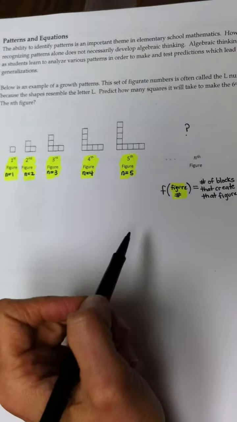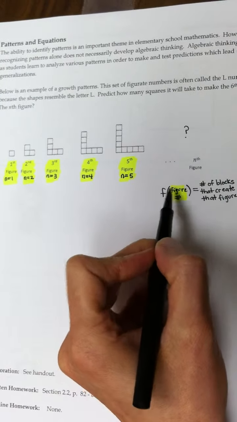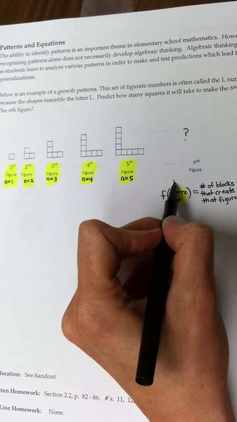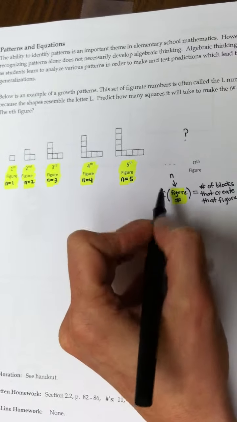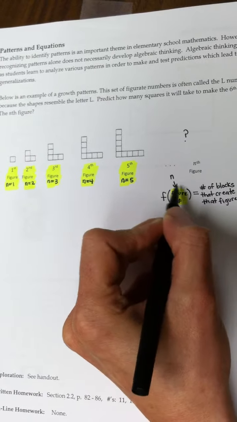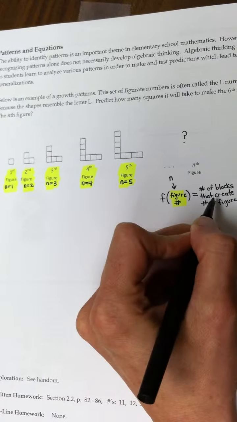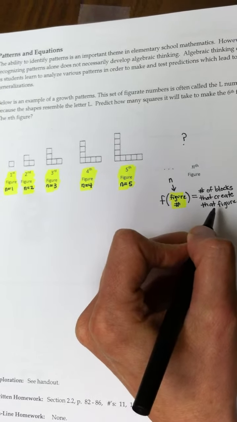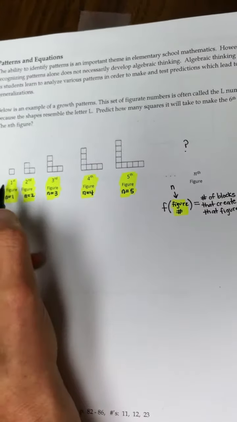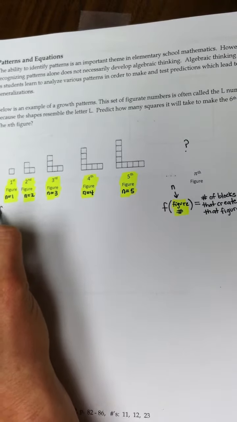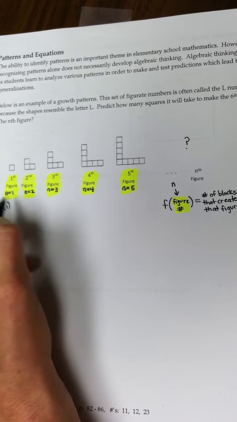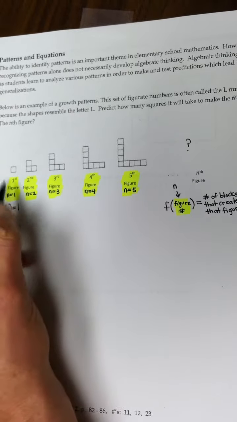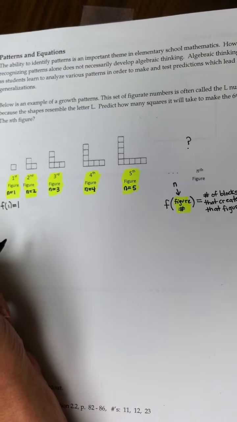So just to refresh our memory, in our function we're going to plug in the figure number, which we will represent with the variable n. And when we plug in that figure number, we're going to follow some kind of rule, and the output that pops out will be the number of blocks that create that figure. So for our series here, the first figure, when I plug a 1 into my function, I'm going to pop out 1 because 1 block creates the first figure.